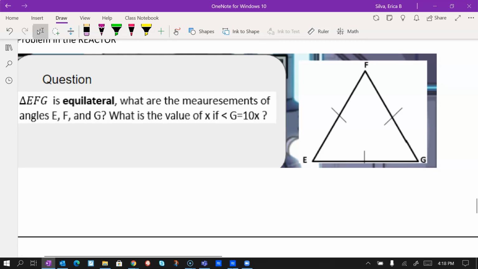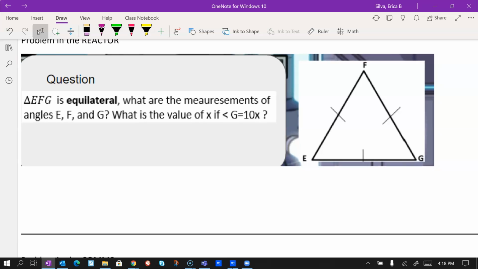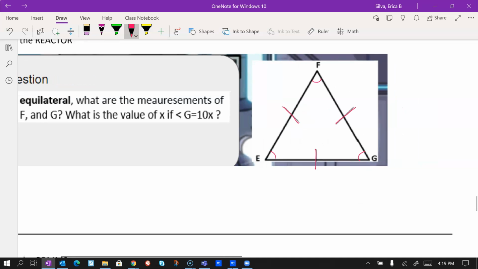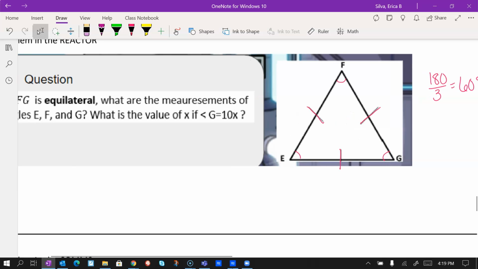Okay, now let's look at the reactor. It tells us that the triangle, notice how we have a triangle, so it's not talking about the angles, it's talking about the triangle, is equilateral, meaning that all sides are congruent. What are the measurements of angles E, F, and G? If all of these sides are congruent, then if you remember, if it's equilateral, that means it's also equiangular. Because all angles are equal, we get 180 divided by 3 equal angles, and we get 60 degrees for each. So this one is 60 degrees, this one is 60, and this one is 60.